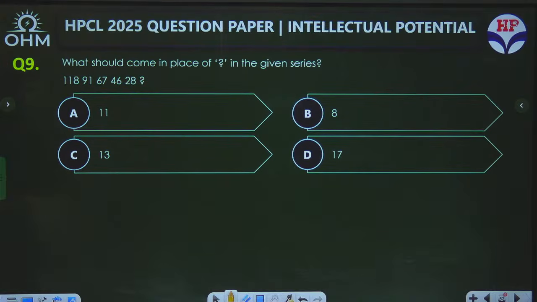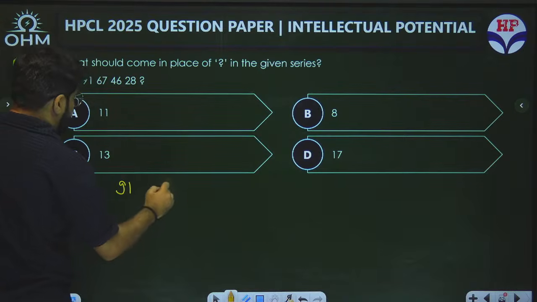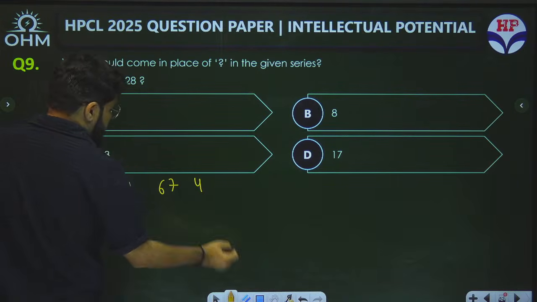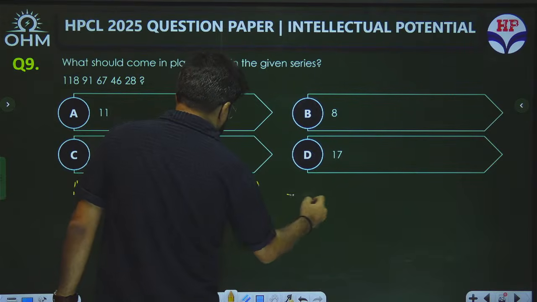Next question. What should come in place of the question mark in the given series? Okay, let's do it. 118, 91, 67, 46 and 28. So what is the pattern that is building up? I'll write it in a particular spacing actually. 118, 91, 67, 46, 28 and a dash.